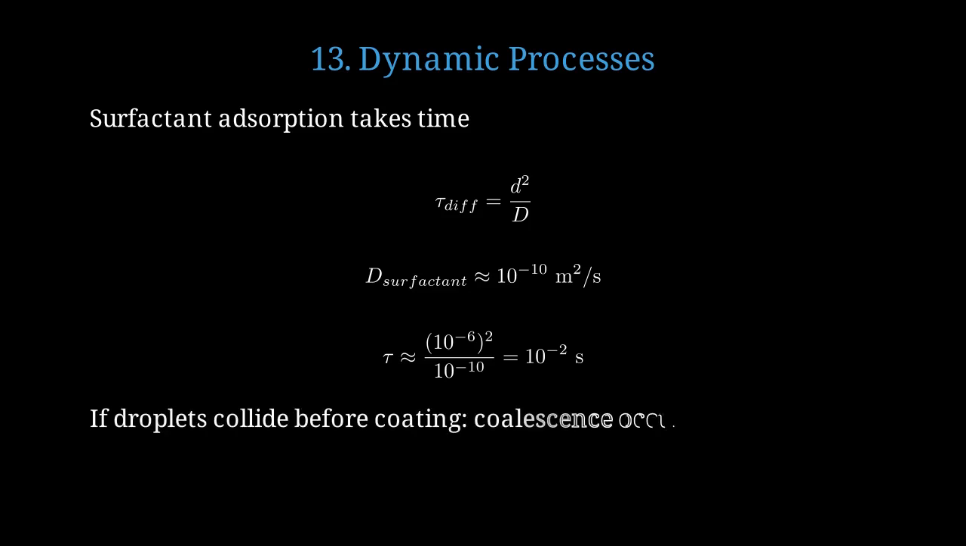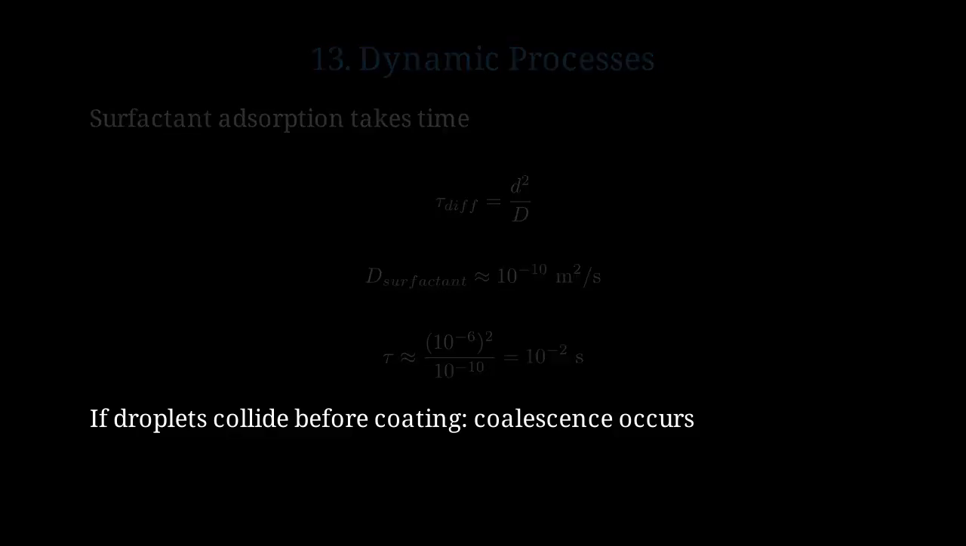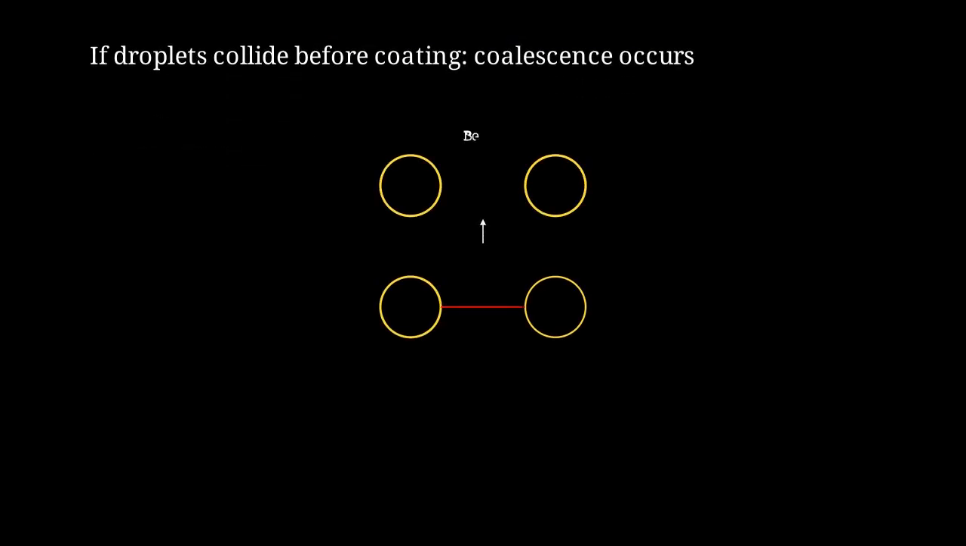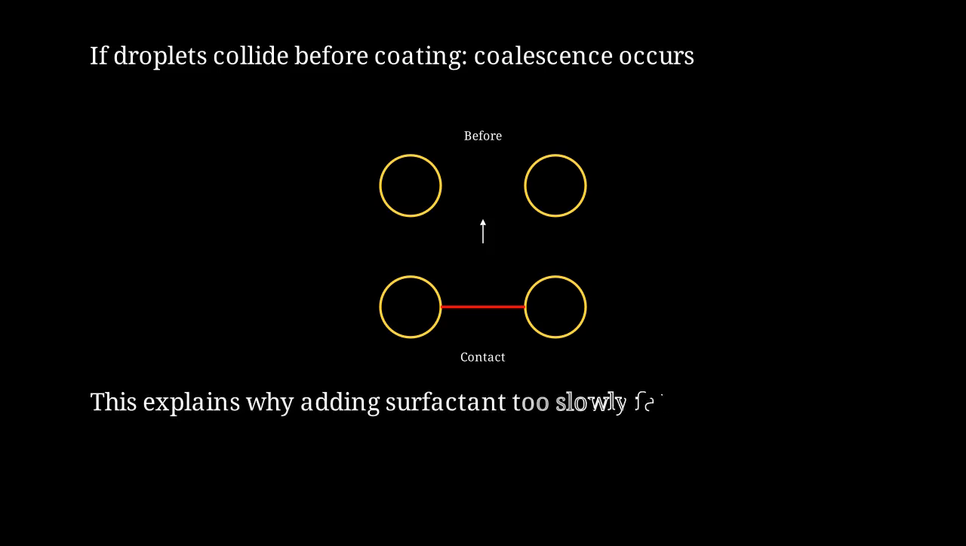If droplets collide before they're fully coated with surfactant, they can coalesce because the protective layer isn't complete. When two droplets approach each other, if the surfactant layer is incomplete, they can bridge and merge at the contact point. This is why adding surfactant too slowly can fail to stabilize an emulsion. The droplets collide and merge before protection is established.